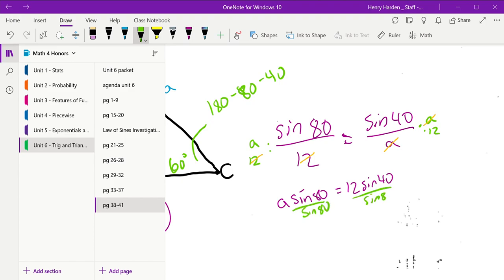So in my calculator, I'm typing all that in. A equals, and we can do it all at once if we want to: parentheses, 12 sine of 40, close it, divide by sine of 80. So we get A to be 7.8324.